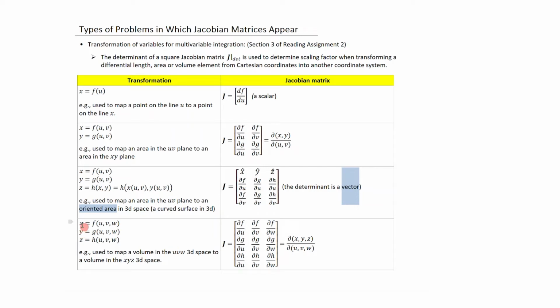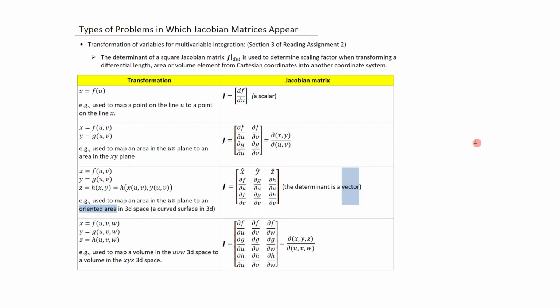Thirdly, if we have, for instance, 3 variables, and each one of these is a function of 3 new variables, this is used to map a volume in the UVW 3D space to a volume in the XYZ 3D space. In this case, if we set up the partial derivatives, we end up with a 3x3 Jacobian matrix. And this is used basically to do a mapping from XYZ to UVW or the other way around. Anyway, this is the motivation regarding why even bother about Jacobian matrices. Well, they play a very important role in many ways.